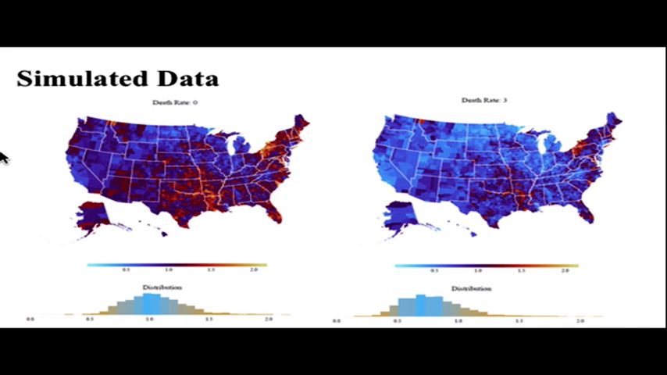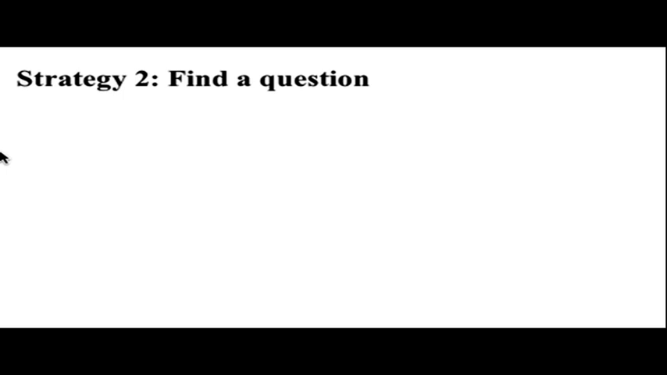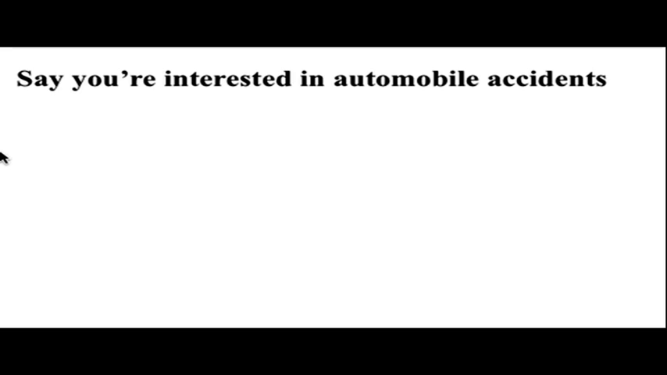So those are some of the rough options that you have in terms of broadly scrounging around the web. The other strategy is to find a question, right? You found something that you're interested in, and say you're interested in automobile accidents. What are some data sources that you might want to look for? What kinds of things might you want to look up?